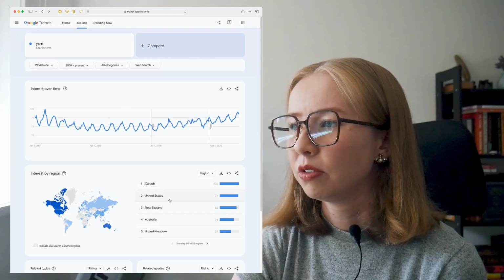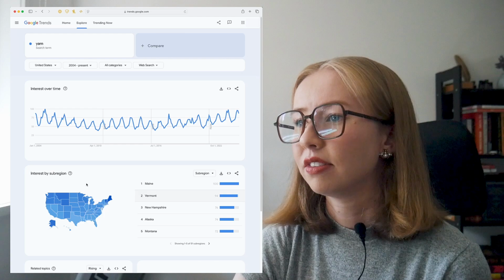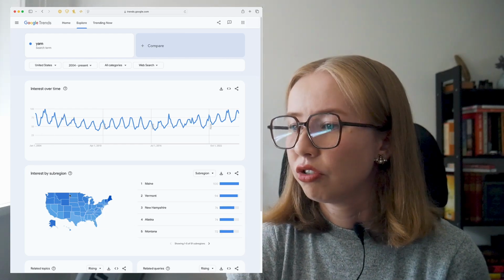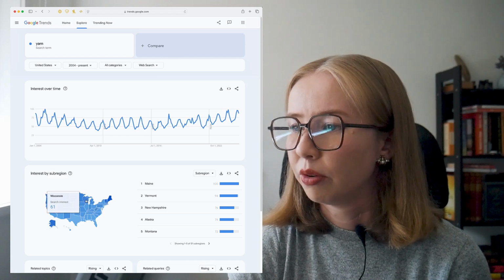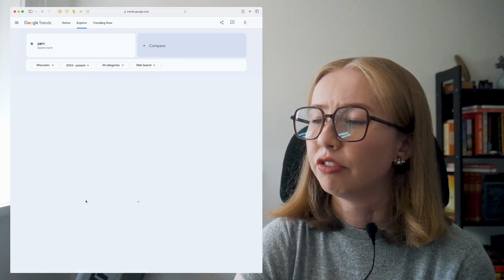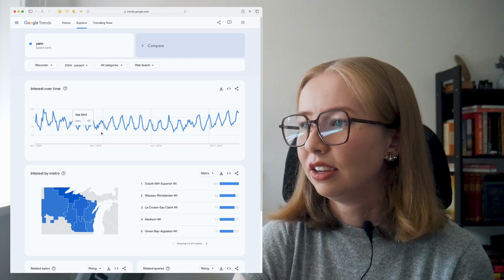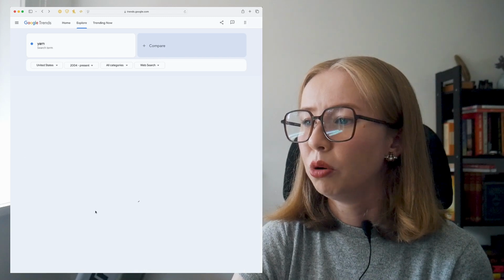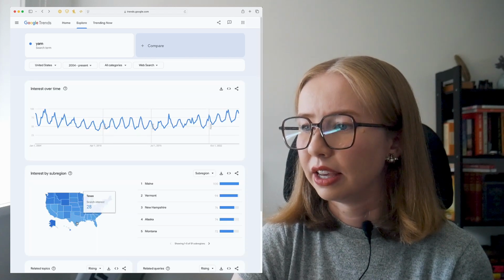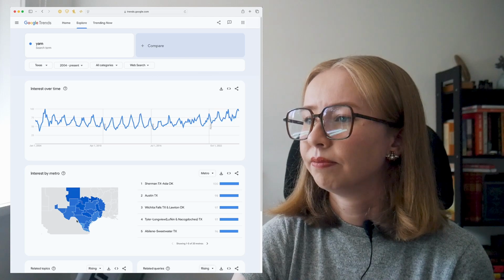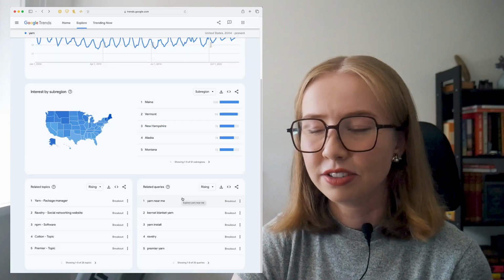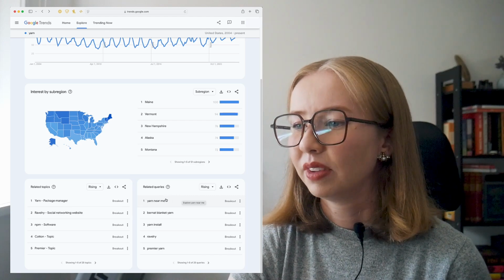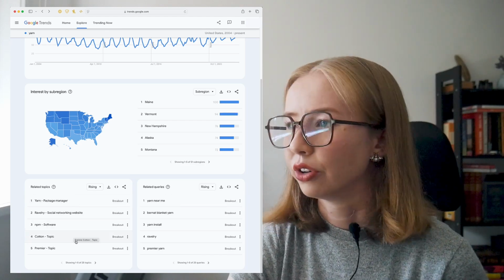So if I filtered just by United States, I would expect there to be an even steeper seasonal change in the searches for the word yarn. And you can drill down into various states. So I would imagine somewhere like Wisconsin would have a higher search rate and obviously longer winters than somewhere a little warmer, like let's say Texas. It also provides you related queries, so things that people search for when they also search for yarn, and other related topics according to Google.